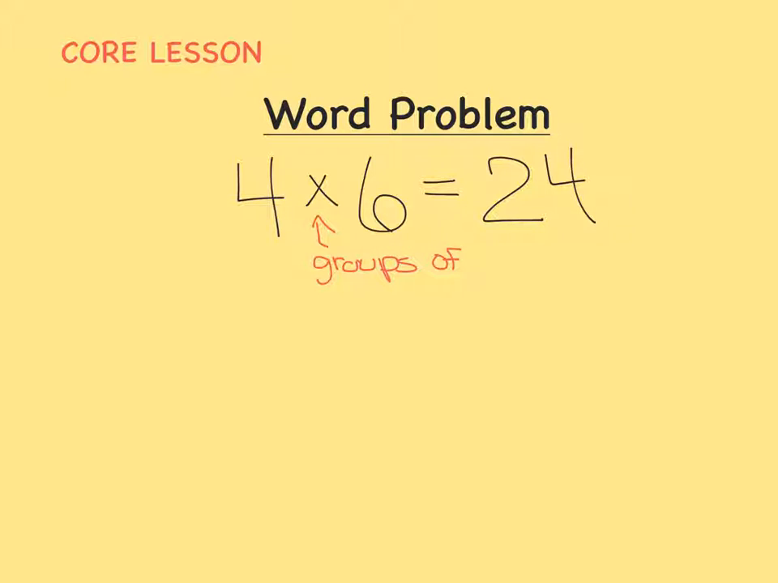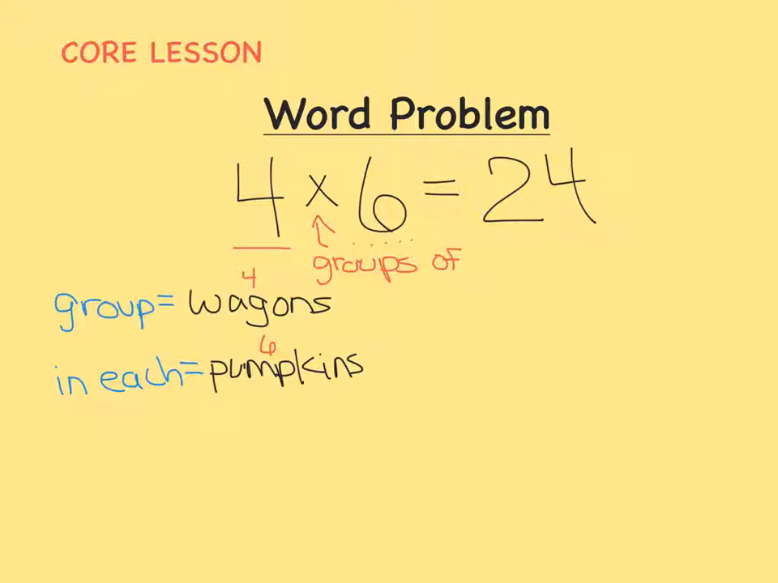Finally, you can represent this multiplication problem using a word problem. Remember that the first number you see is the number of groups you'll want to have in your problem. The second number is how many goes in each group. Before I write my problem, I'll want to brainstorm what my group should be and what I want in each. In my word problem, I think I want to have 4 wagons with 6 pumpkins in each. Now let's just write it in words.